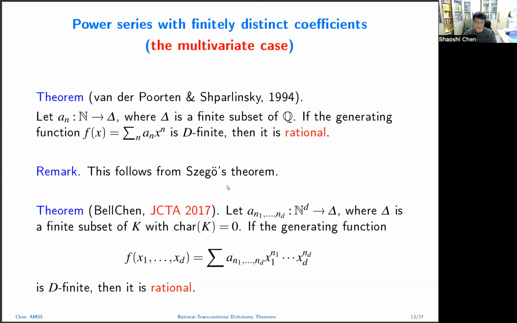That actually follows from Szegő's theorem. Because a D-finite function can only have finitely many singularities and cannot have the unit circle as a natural boundary, this must be rational. So that's a short proof for this result.